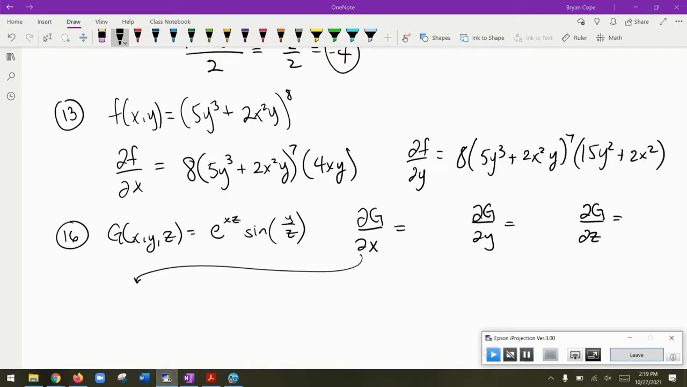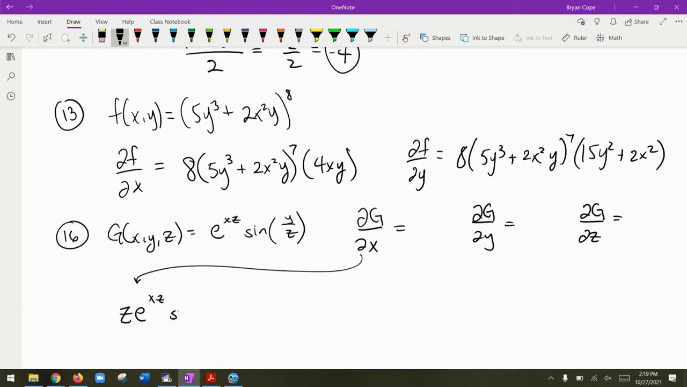Sorry, I wasn't ready to write. Can you say that again? I like it. Sine of y over z. Right, because if we're differentiating with respect to x, this whole thing is a constant. And so it's really just a constant times e to something. The derivative of that something is z, and then times the constant that's sine of y over z. Good.